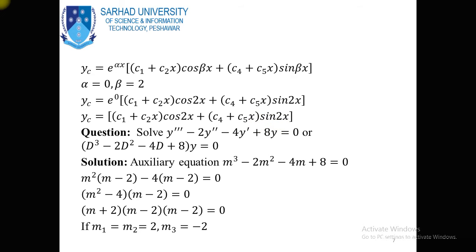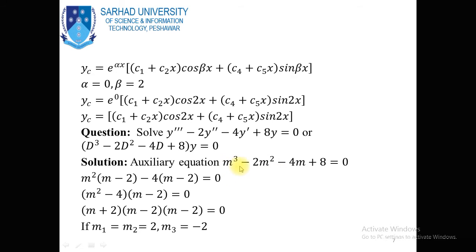Now another example, y''' - 2y'' - 4y' + 8y = 0. So this equation can be written as (D³ - 2D² - 4D + 8) y = 0. So y = 0 will be the trivial solution. Now for the non-trivial solution we consider the auxiliary equation m³ - 2m² - 4m + 8 = 0.